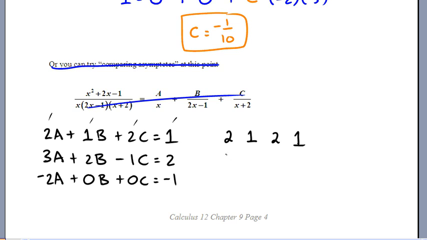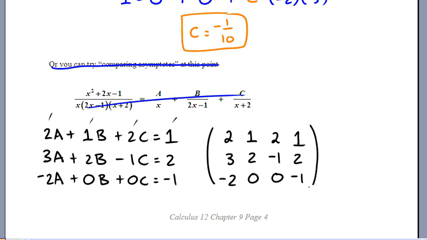The next equation has a 3, and then 2 b's minus 1c is equal to 2. And the last equation was negative 2a's, no b's, no c's is equal to negative 1. And that is a nice little matrix. It's just a little grid of numbers. This particular one has 3 rows and 4 columns. And there are some neat techniques you'll see next year to use matrices to solve this system.